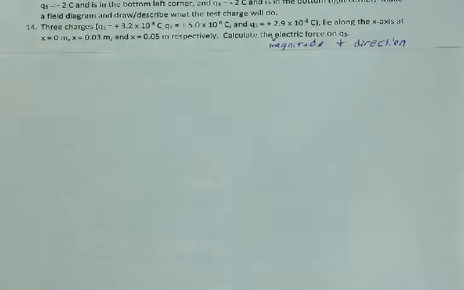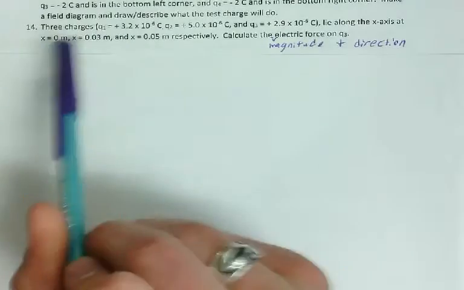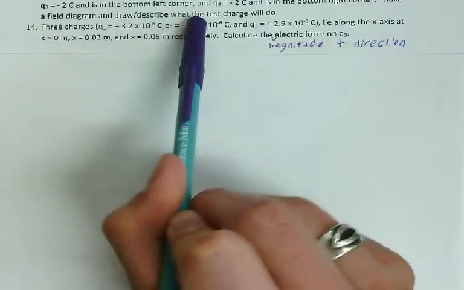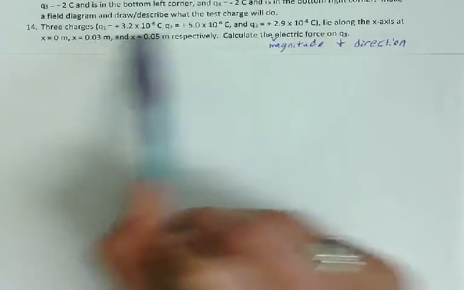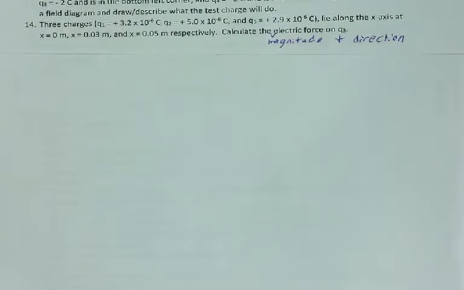Three charges. Q1, Q2, Q3, there they are. Their positions lie along the x-axis at 0, 0.03, and 0.05 respectively. That just means that Q1 is at 0, Q2 is at 0.03, and Q3 is at 0.05. That's all respectively means.